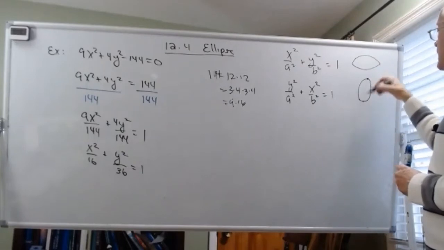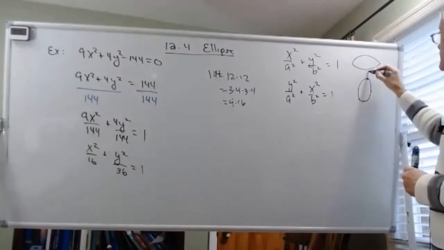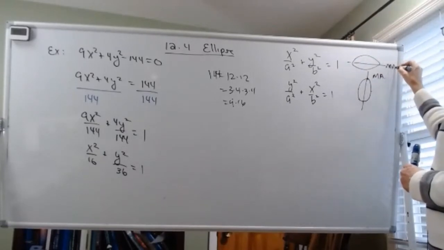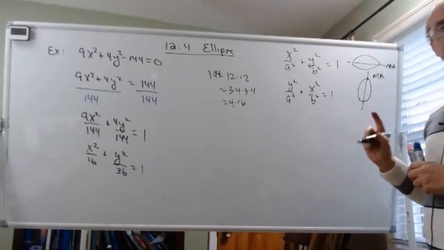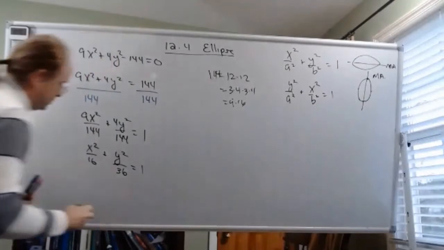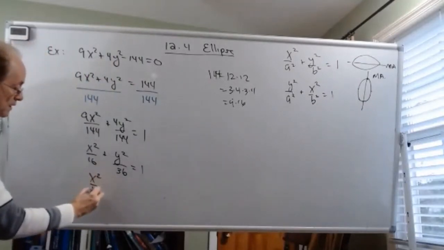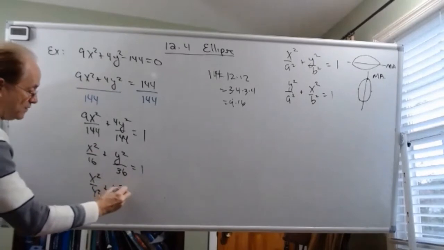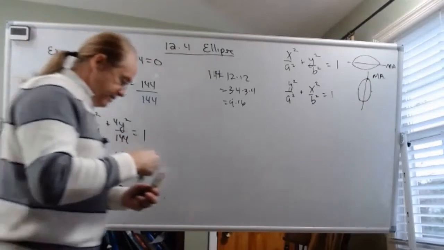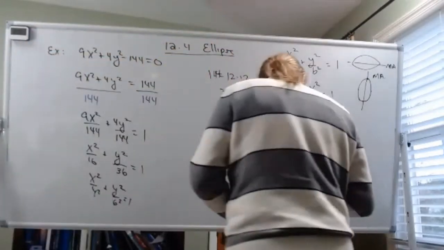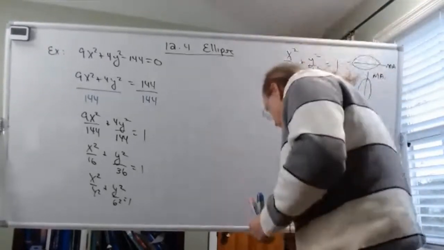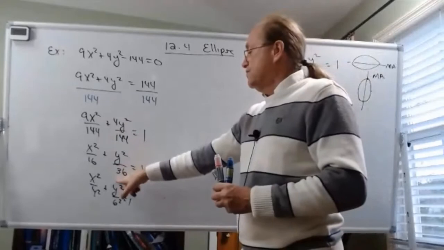So instead of going this way, I'm now going this way. So this is my a and minus a, this is my b and minus b, and this is my major axis. So you have to look at that when you're analyzing it. Okay, so let me continue to write this. It's x squared over 4 squared plus y squared over 6 squared is equal to 1. So we're going to analyze it. So let's find the vertices and everything else.